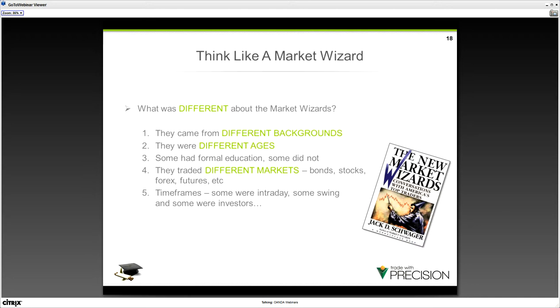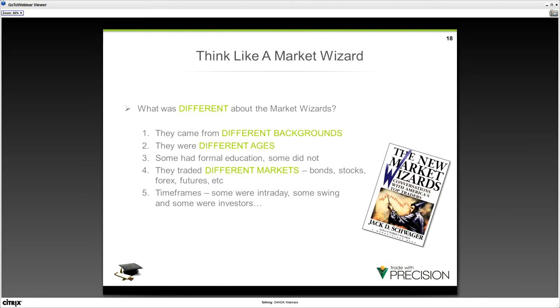The idea behind this book was to interview these traders and then get a comparison of the kind of people that they were. Okay, so many of them came from different backgrounds. They were in different age groups when they began trading. Some of them had formal education in various degrees. Others did not. The group actively traded different markets. Some traded bonds. Others traded equities. Some did foreign currencies, and still some traded various futures commodities markets.